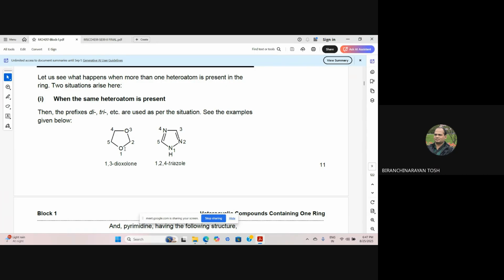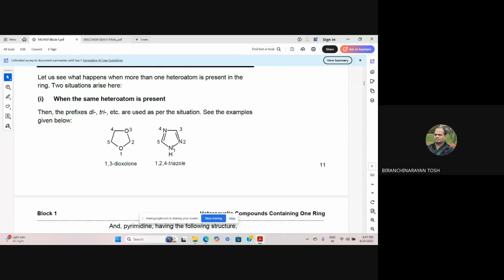So in this one, 2 oxygens are there, and it is a 5-membered ring. So for 5-membered, we have olan, and oxo is there. 2 oxygens, dioxo, and then we have to see the position. So 1,3-dioxolane.